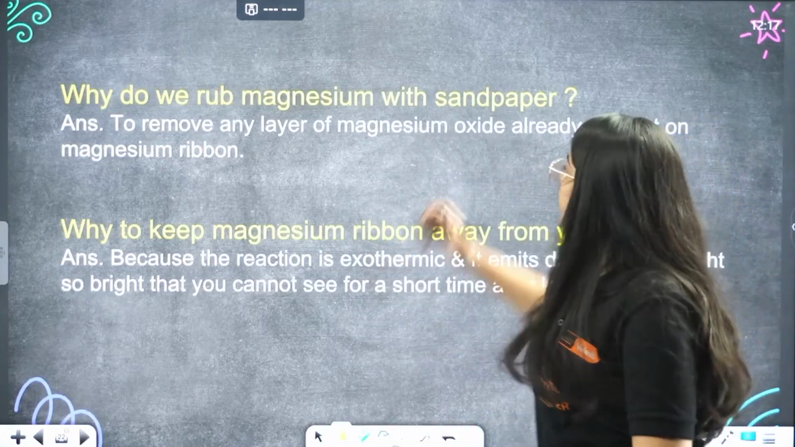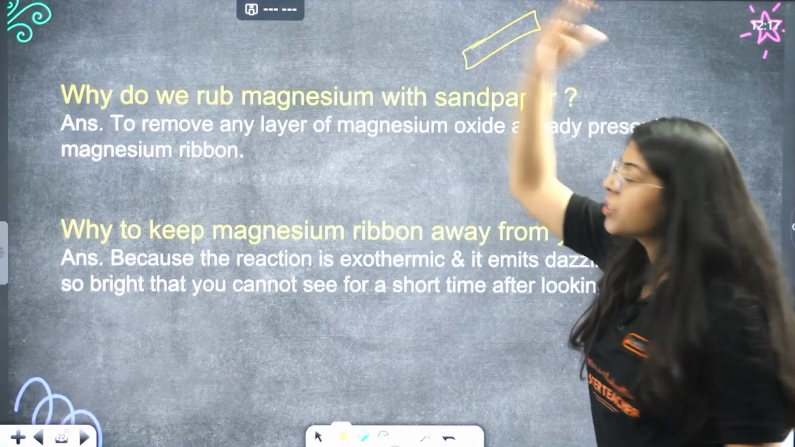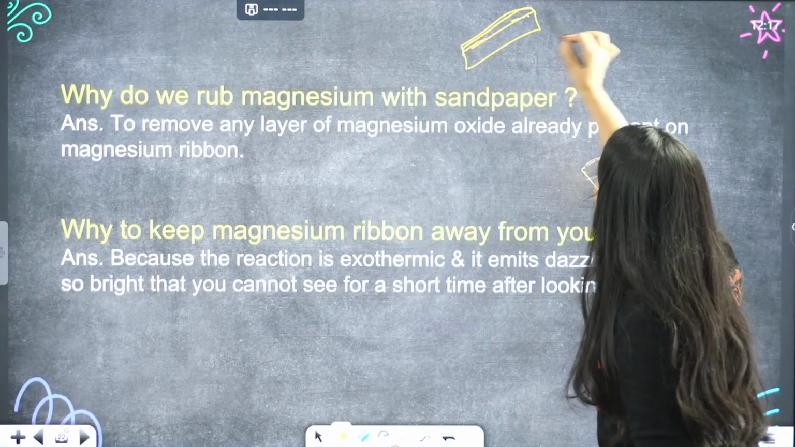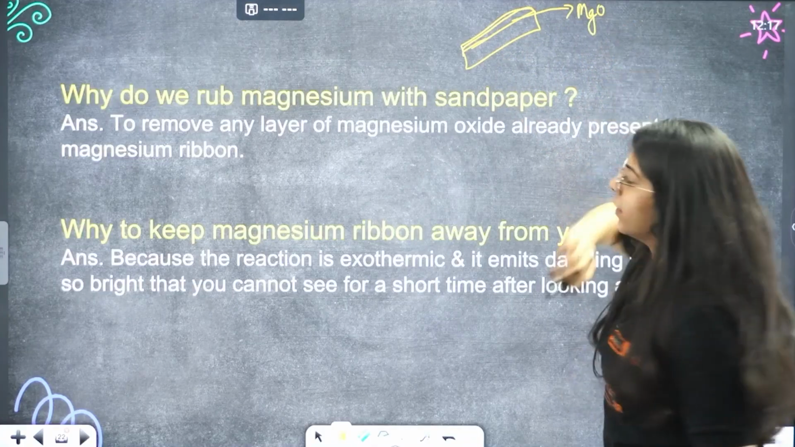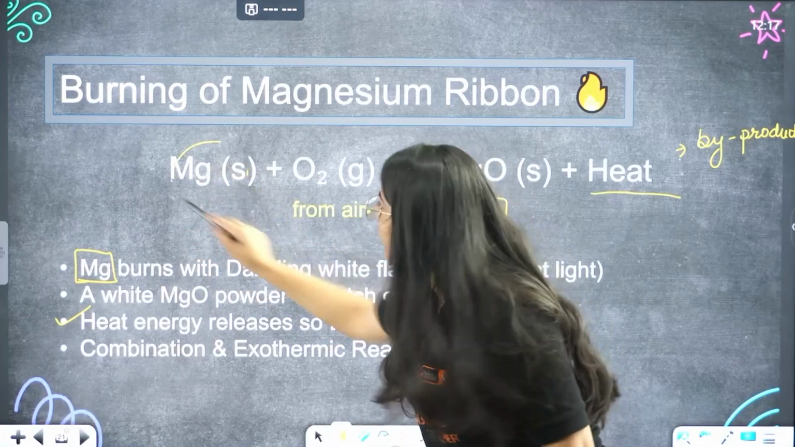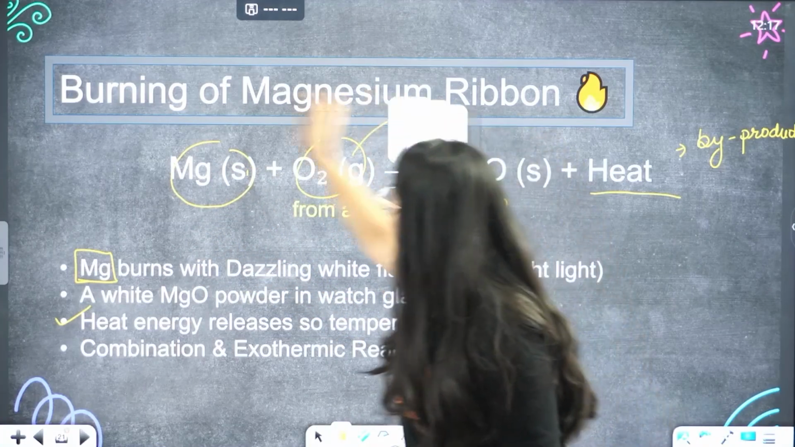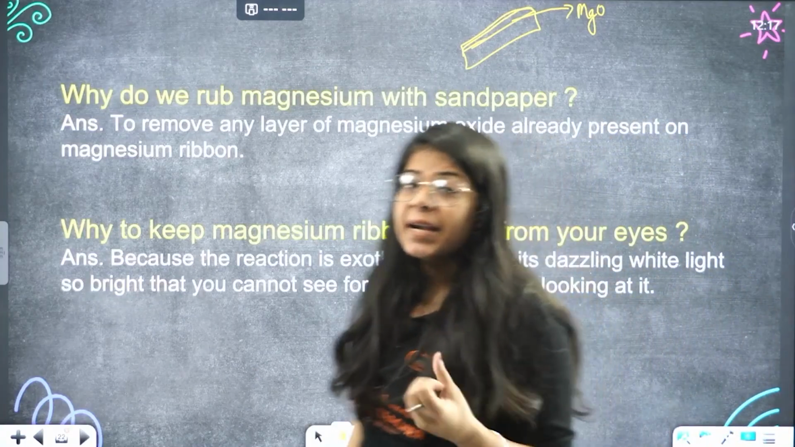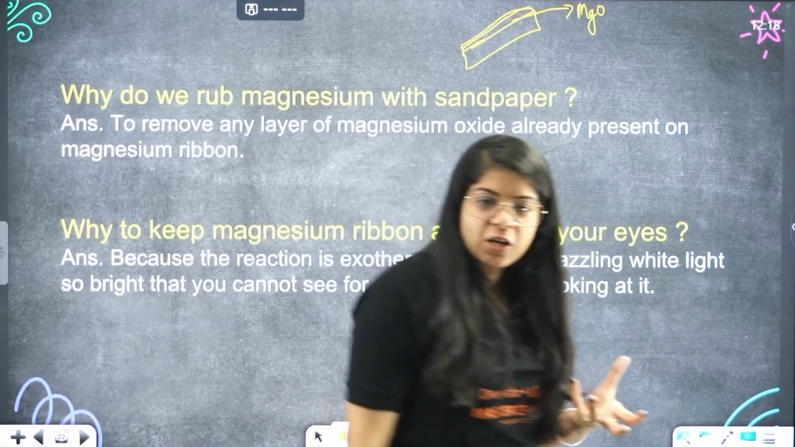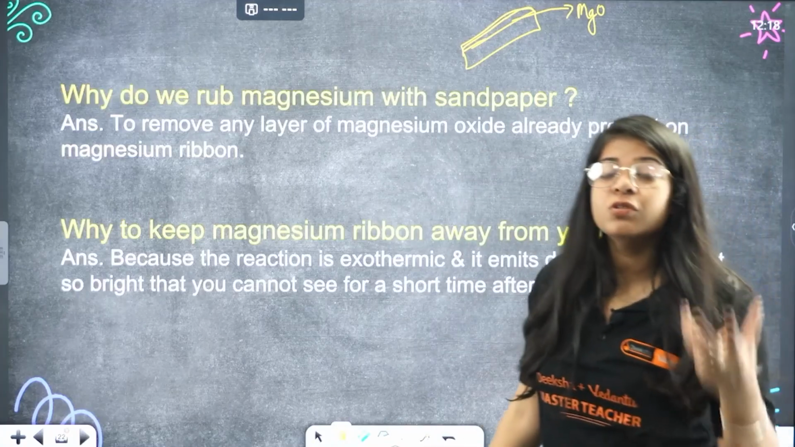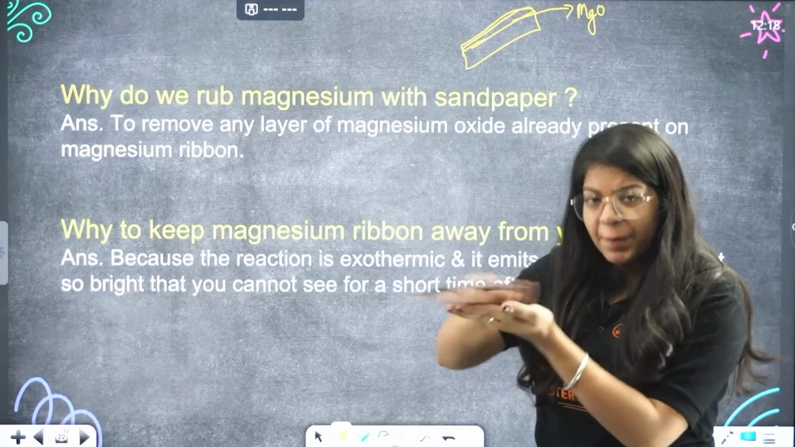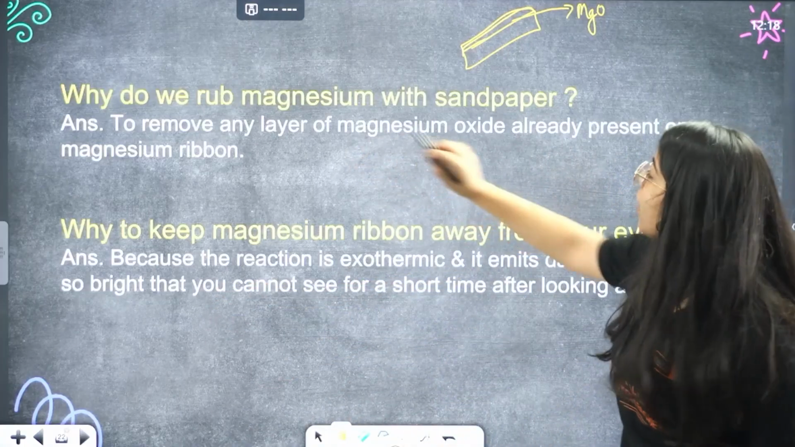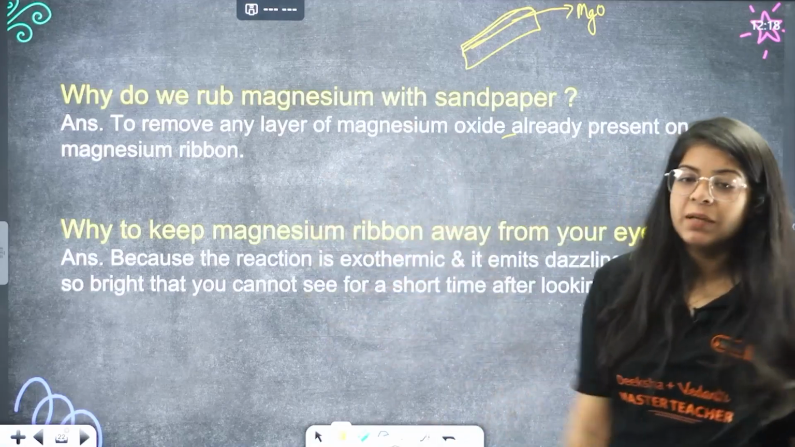Because this is a magnesium and it's in the air, so the oxygen reacts and it forms a magnesium oxide layer. It forms an MgO layer on it. That is what we studied, right? Mg with oxygen forms a white layer on it. Now to remove this layer and get a fresh, pure magnesium ribbon, we use this sandpaper. We rub it, and the upper layer, the MgO layer, gets removed, to remove any layer of magnesium oxide already present on the magnesium ribbon.